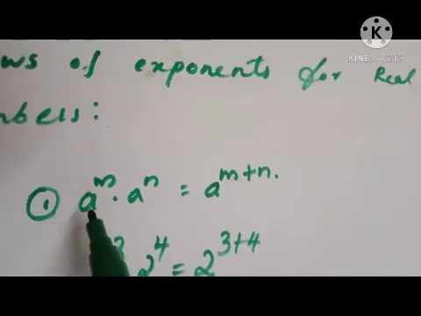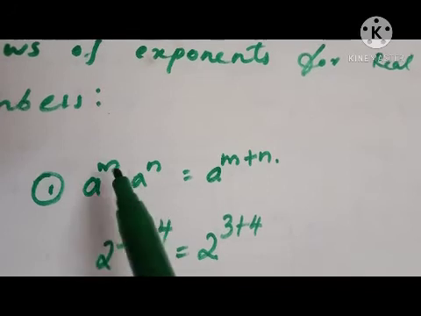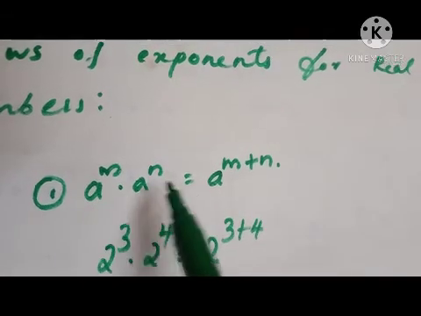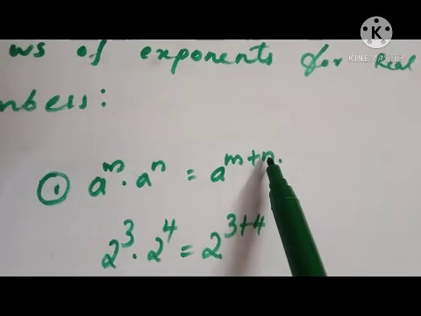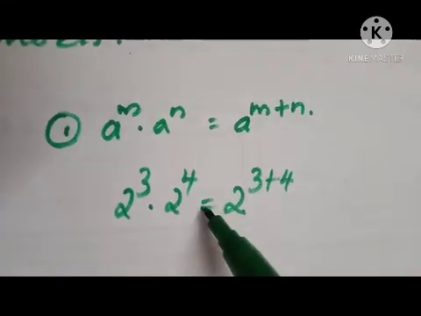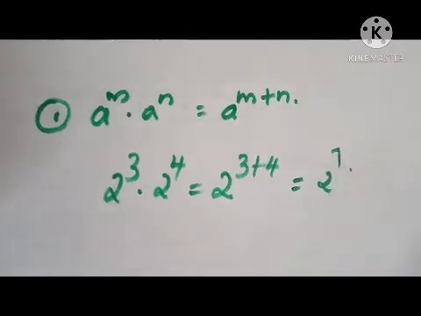First one is a raised to m into a raised to n. Here the bases are same, powers are different. Operation between them is multiplication. So the answer is a raised to m plus n. For example, 2 raised to 3 into 2 raised to 4 equals 2 raised to 3 plus 4, equals 2 raised to 7.